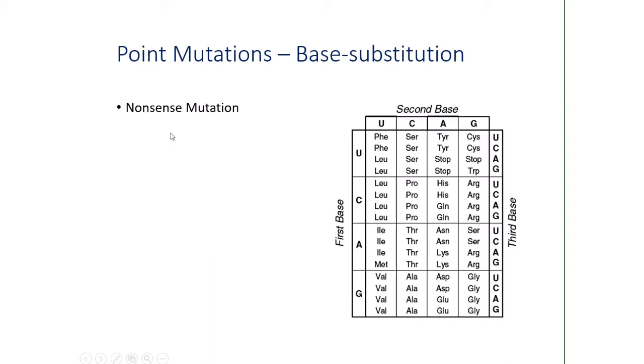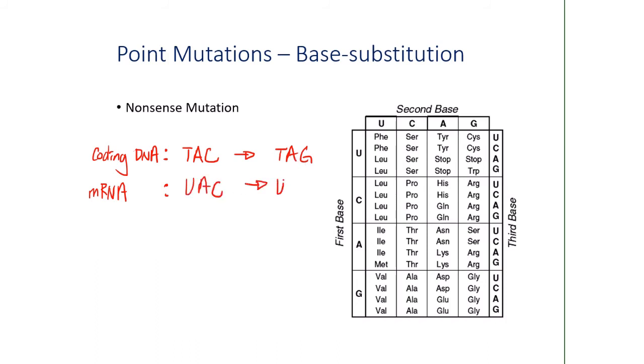Last, we have something called a nonsense mutation. So in a nonsense mutation, let's put another coding DNA. In the coding DNA, let's say we have TAC, okay, TAC, and we're going to mutate it to TAG. Okay, so what's going to happen here? When you do the transcription, the RNA will have the same coding information as the coding DNA. So this will give me UAC, and TAG will give me UAG.